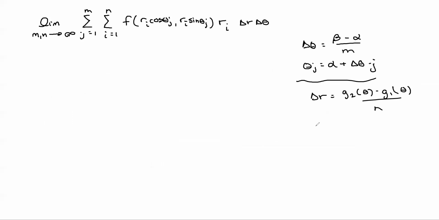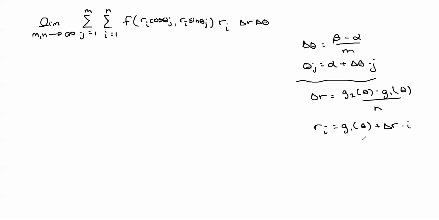And then r sub i is going to equal g1 of theta plus change in r times i. Okay, so once you've done all that, the rest of this double summation plays out exactly the same way as the example that we did in the last video with the general region. This is all general region type stuff. It's just that we've got change in theta instead of change in x, and change in r instead of change in y, but those are just letters.